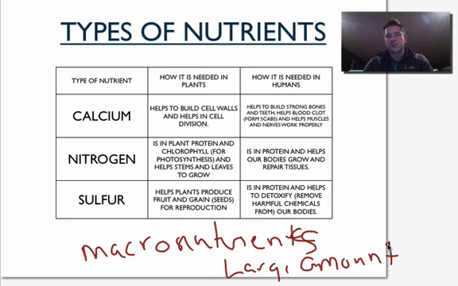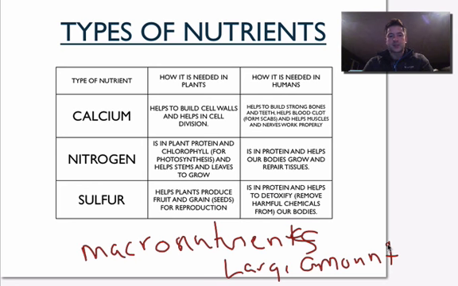But if we look on the human side, how are these elements and nutrients needed in humans? Well, calcium is going to help build strong bones and teeth. Okay, it also helps to form blood clots and helps muscles and nerves to work properly. So how do our muscles and nerves work? Calcium plays a role in those functions as well. And nitrogen is in the protein, and it helps our bodies to grow and repair tissues. Remember, that's what protein does. It helps the body's structural components.